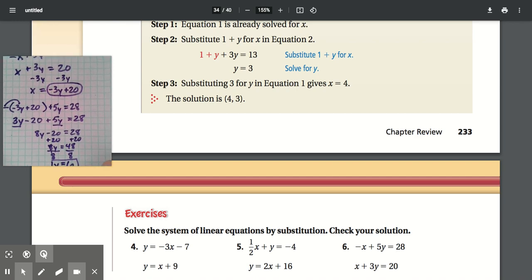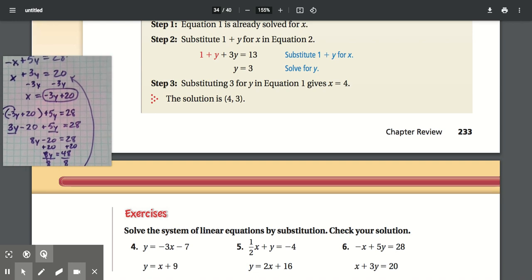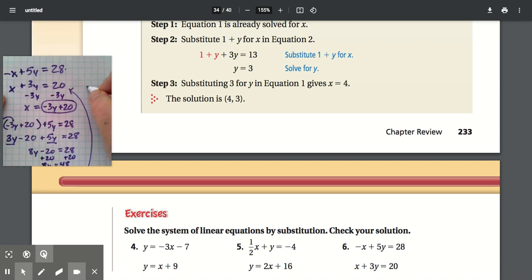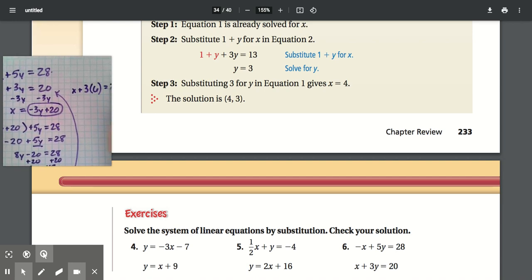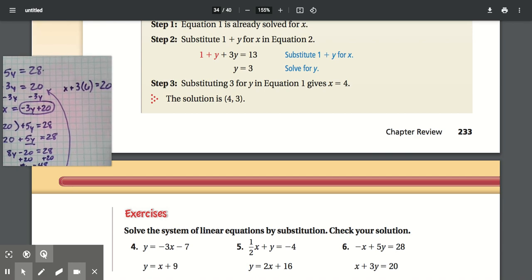Then we put that back into either one of these equations and solve. So if we say x plus 3 times y, which is 6, equals 20, we are going to be able to solve for x. So x plus 18 equals 20. Subtract 18 from both sides, and x equals 2. So we can now write our ordered pair for the solution to this system of equations.